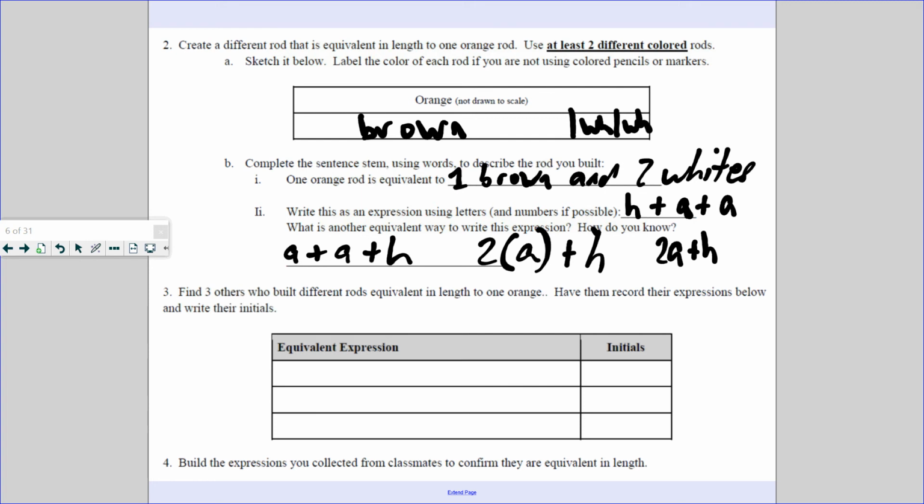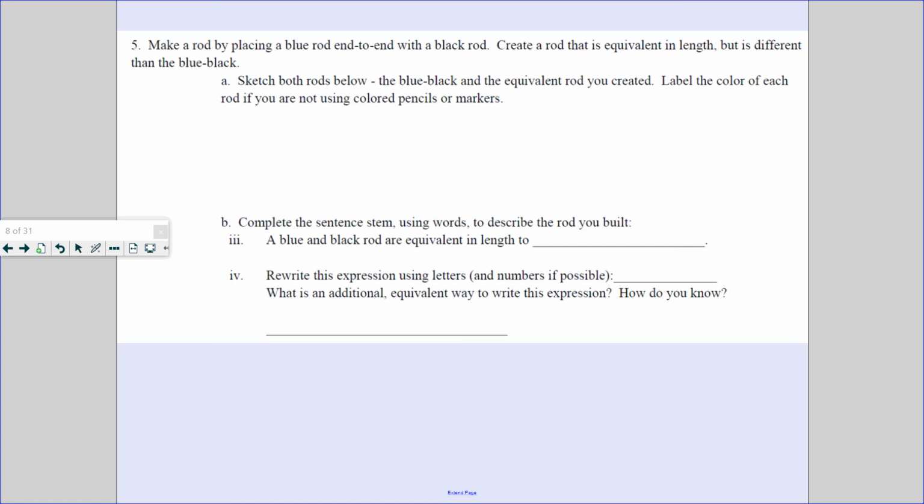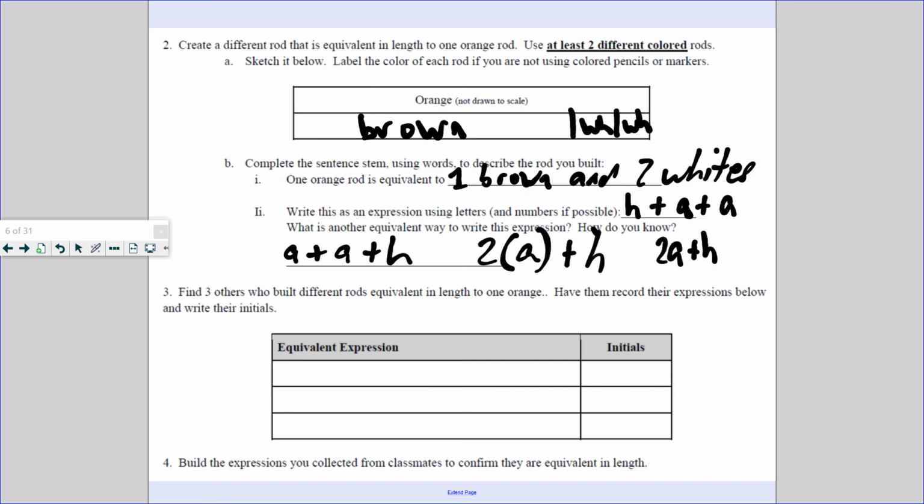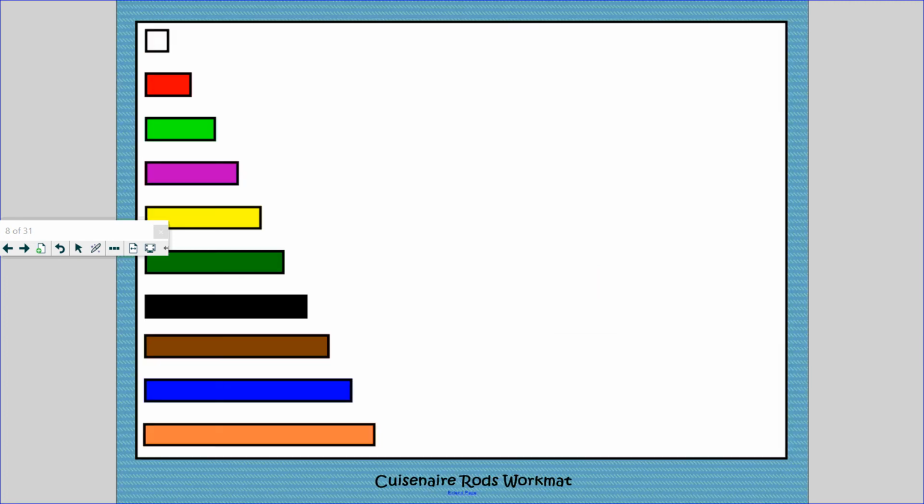Now what you're going to do is walk around the classroom and find someone who has a different expression from you. All right, so that is the beginning part. Now, number 4. Build the expression you collected to confirm they are equivalent. So number 5, make a rod by placing a blue rod end to end with a black rod. Create a rod that is equivalent in length but is different than the blue and black.